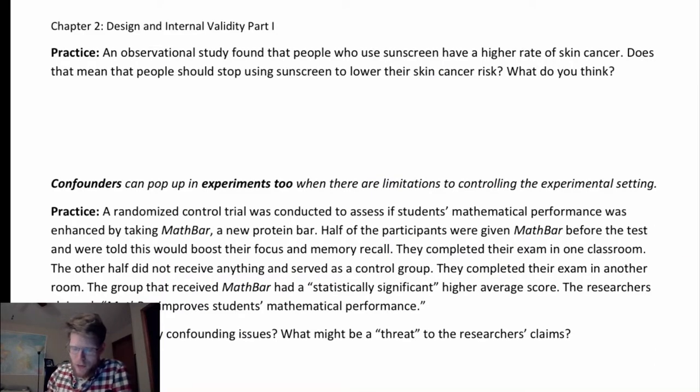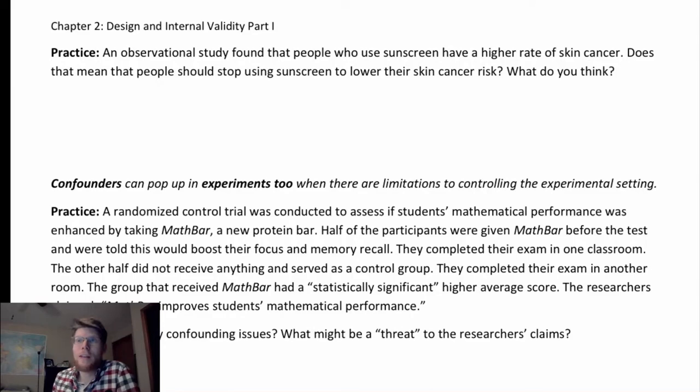We also have an observational study that found that people who use sunscreen have a higher rate of skin cancer. Does that mean that people should stop using sunscreen to lower their skin cancer risk? I would definitely encourage you to think about this for a minute before I answer it. You can pause the video, but I will keep moving on here.